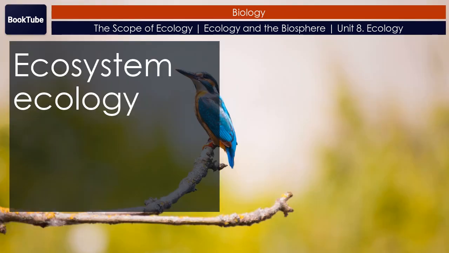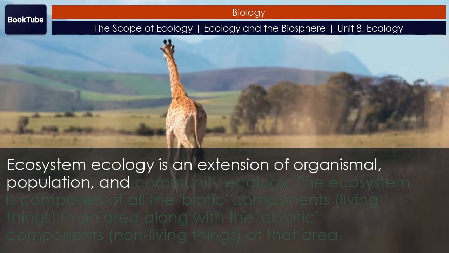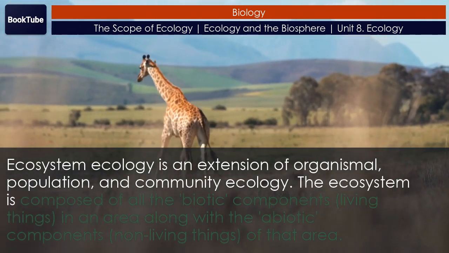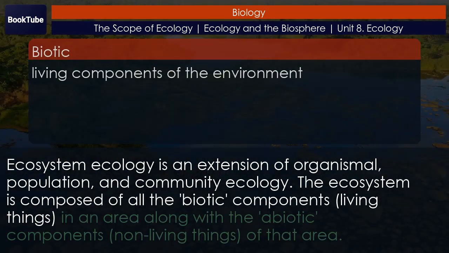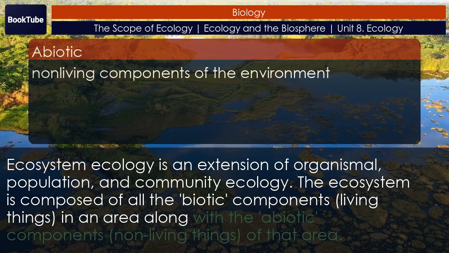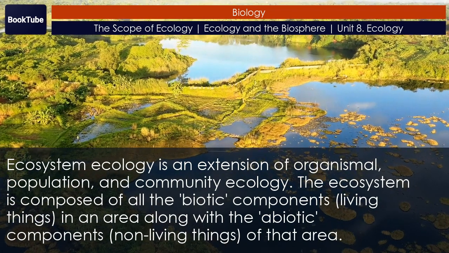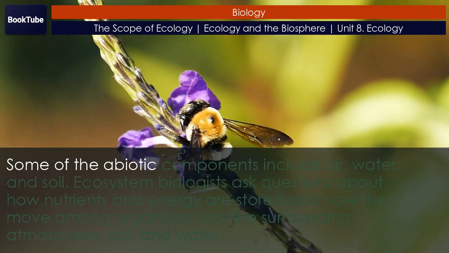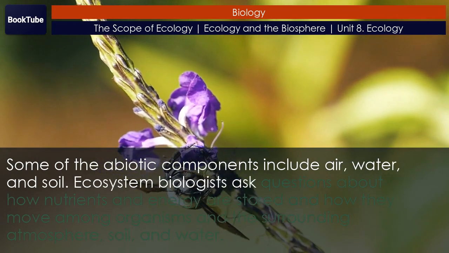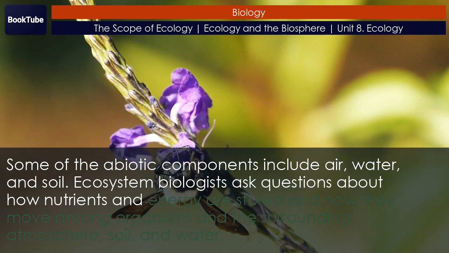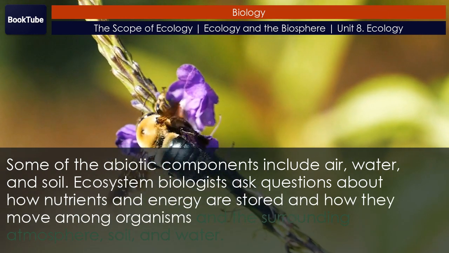Ecosystem ecology. Ecosystem ecology is an extension of organismal, population, and community ecology. The ecosystem is composed of all the biotic components, living things, in an area along with the abiotic components, non-living things, of that area. Some of the abiotic components include air, water, and soil.